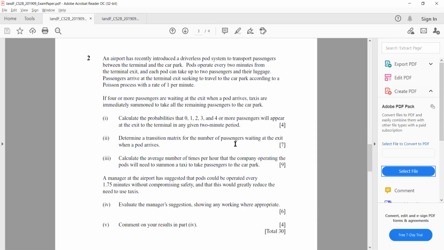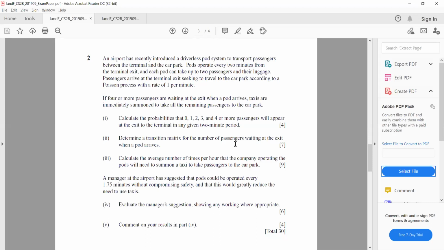So before divulging the solution, make any guess. You can put it in the chat box, or you can even unmute yourself and go ahead. What do you think? What would be the possible state space? What we are trying to model is the number of passengers waiting at the exit when a pod arrives. So what could it be? Yes, go ahead. Yeah, it could be 0. It will be 0, 1, 2, 3, and 4 plus. So 5 states. Okay. One of you is saying it will be 0, 1, 2, 3, 4 plus.